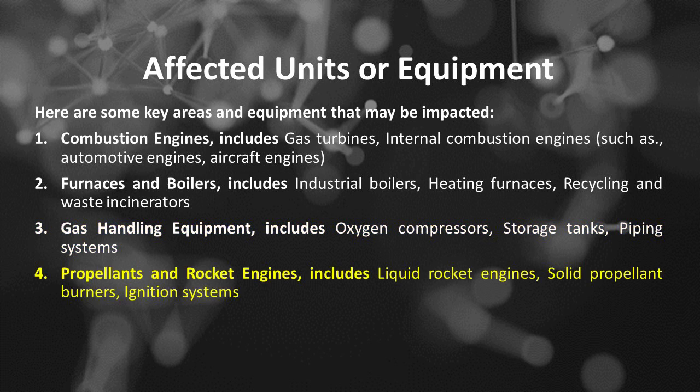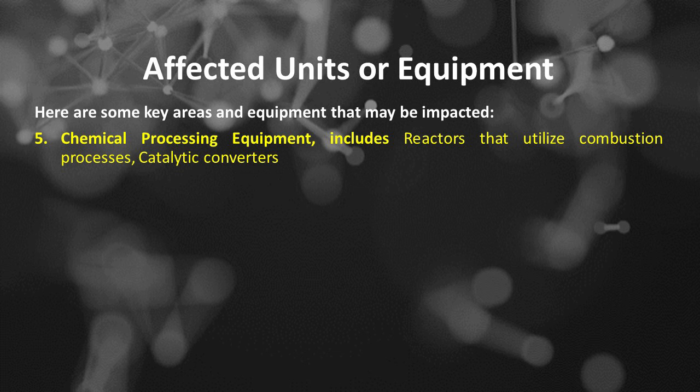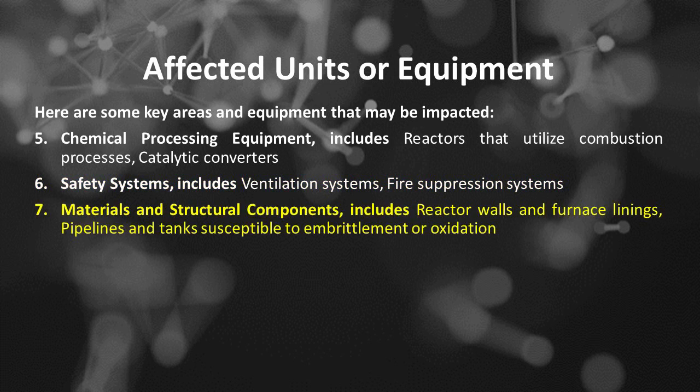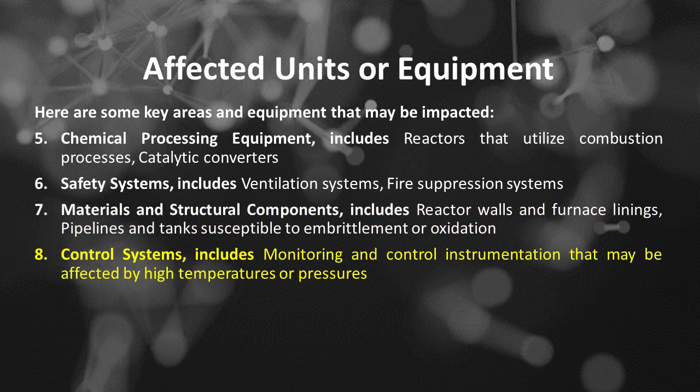Number 4 is propellants and rocket engines, includes liquid rocket engines, solid propellant burners, ignition systems. Number 5 is chemical processing equipment, includes reactors that utilize combustion processes, catalytic converters. Number 6 is safety systems, includes ventilation systems, fire suppression systems. Number 7 is materials and structural components, includes reactor walls and furnace linings, pipelines, and tanks susceptible to embrittlement or oxidation. Number 8 is control systems, includes monitoring and control instrumentation that may be affected by high temperatures or pressures.